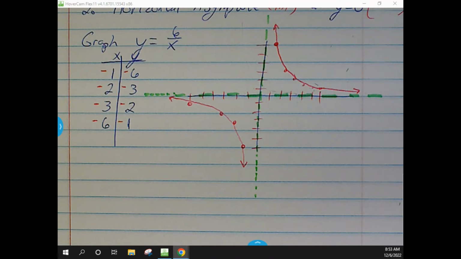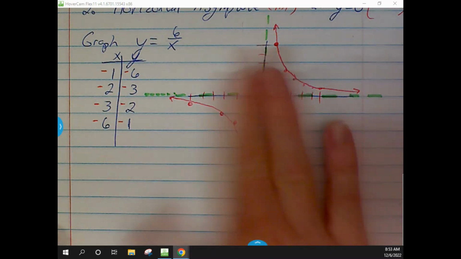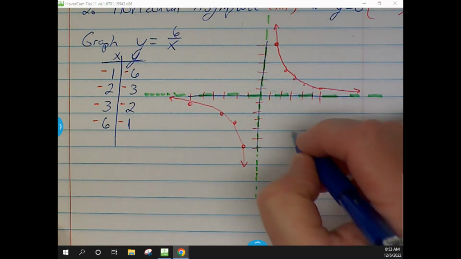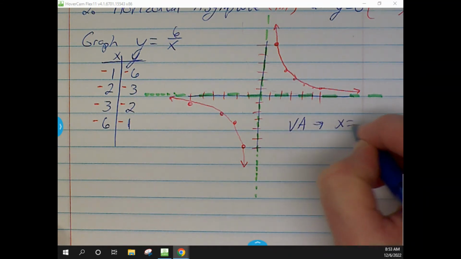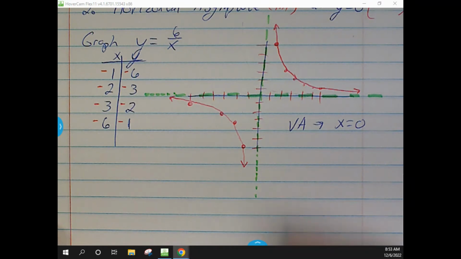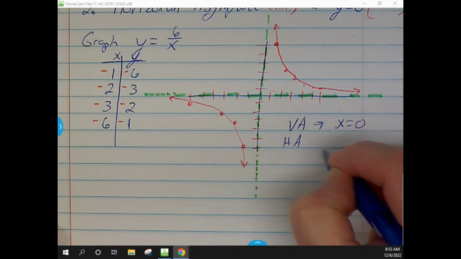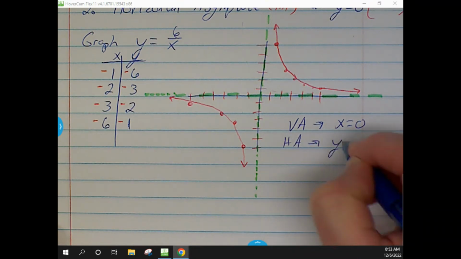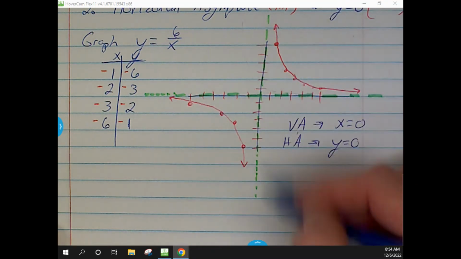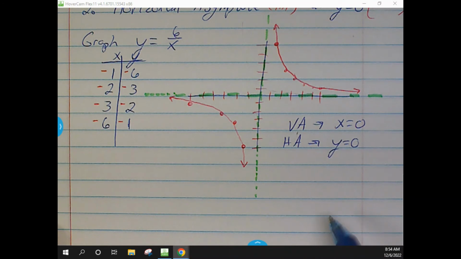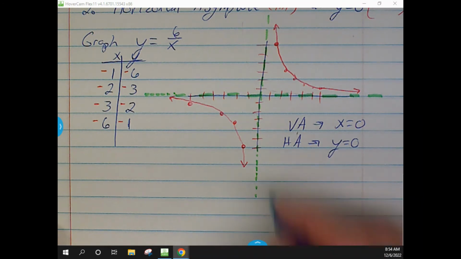Okay, and then some of the details that we'll get for this part. We've got our vertical asymptote. There's going to be at x equals 0. Our horizontal asymptote, because it's horizontal, again, that's the one that's going this way, vertical is going that way. So vertical asymptote at x equals 0, horizontal asymptote at y equals 0.